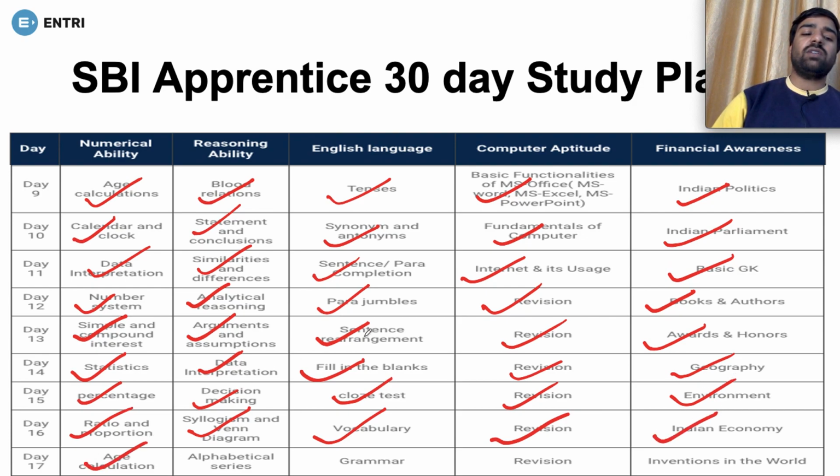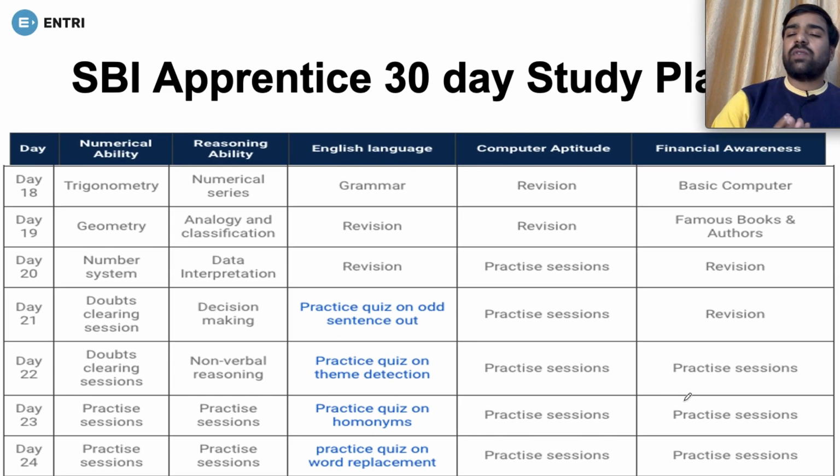On day 17, you can go with age calculation from numerical ability, alphabetical series from reasoning ability, grammar from English, revision of computer and inventions, that is all the questions which are related to different inventions. For example, it may be dynamo or something like that, so you can go with that also.